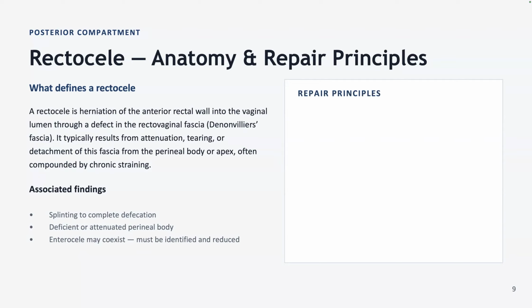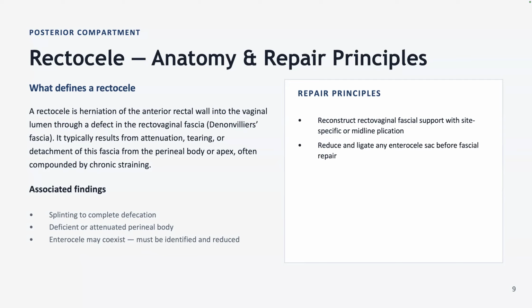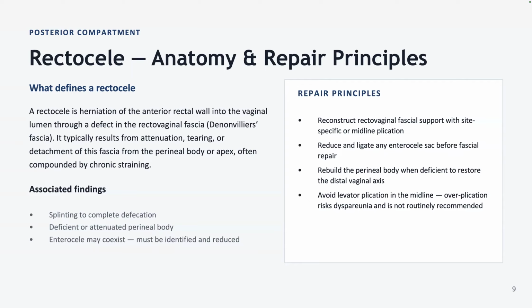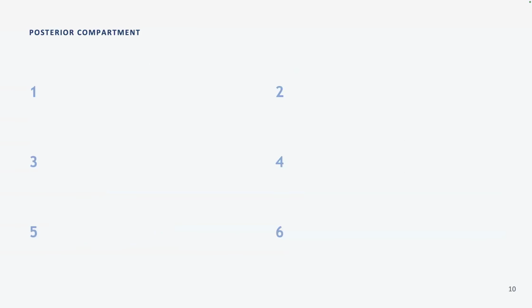Now, the principles of repair are: reconstruct the rectovaginal fascia support with site-specific and midline plication; reduce and ligate any enterocele sac before the fascial repair; rebuild the perineal body to restore the distal vaginal axis; avoid midline levator plication, as over-plication risks dyspareunia and is not routinely recommended; and address the apical support concurrently when present, as posterior recurrence is linked to unaddressed apical disease.